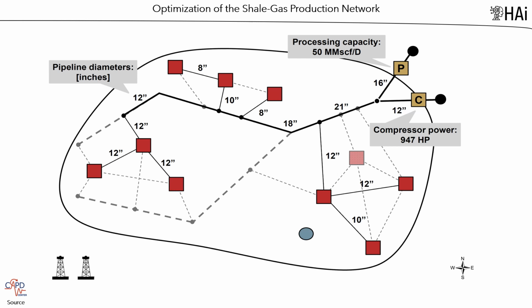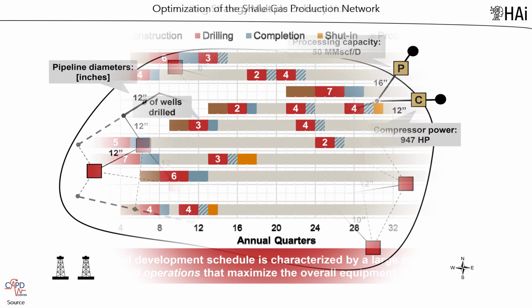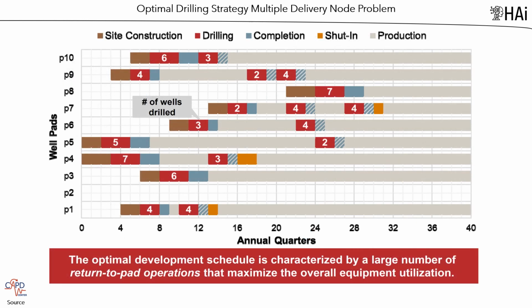Processing plant capacity is 50 million standard cubic feet per day. The compressor capacity is 947 horsepower. The optimal drilling strategy is presented in the Gantt chart. Activity schedules are given by well pad, 9 in total, as the possible pad P2 is not used.